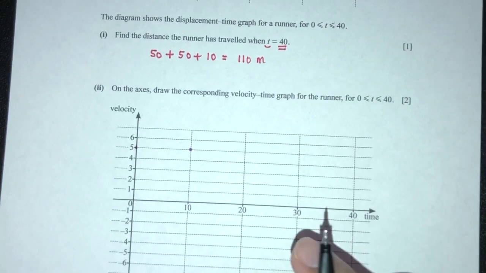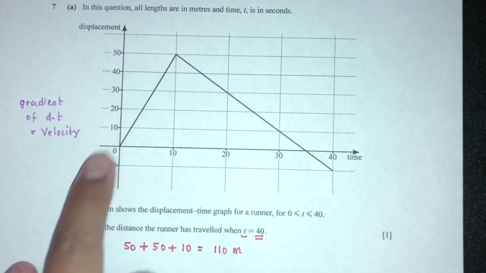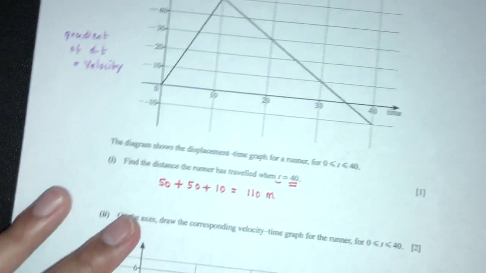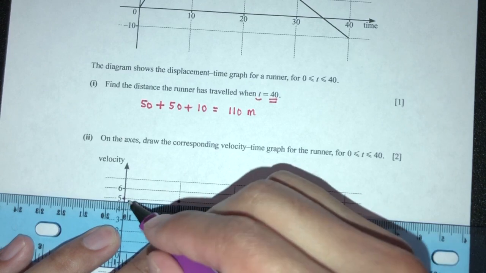So this will be drawn by a straight line, because you can see there's a constant increase. It is a straight increase. The gradient is constant. Because of that, the velocity will be constant as well at this value of v equal to 5.